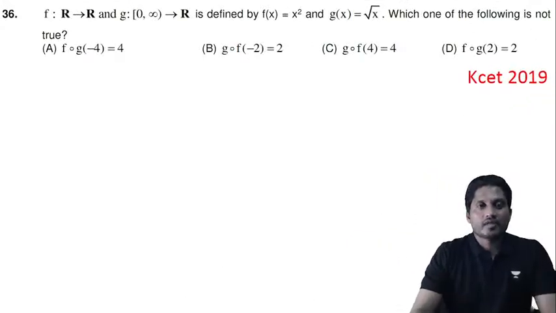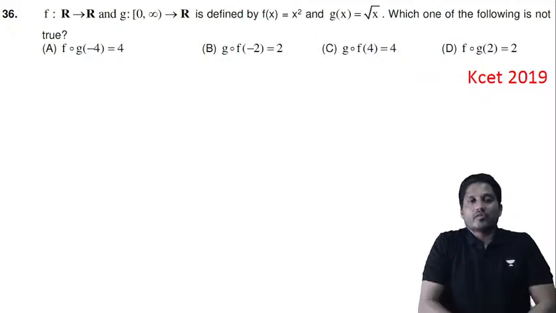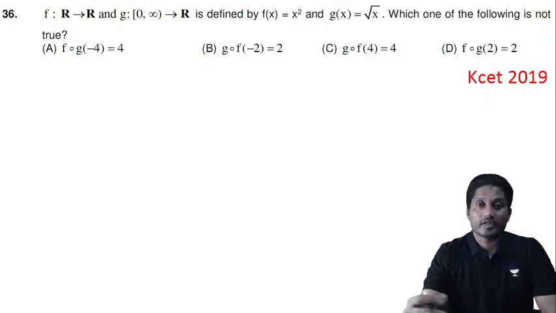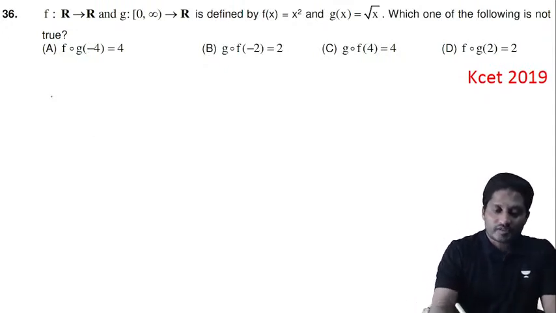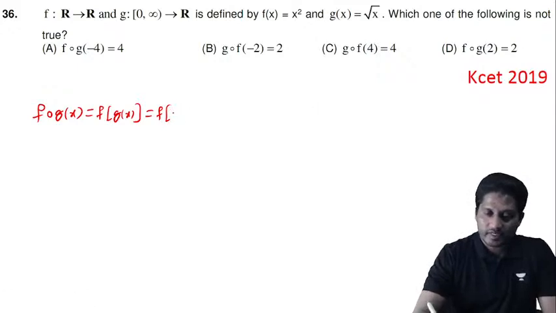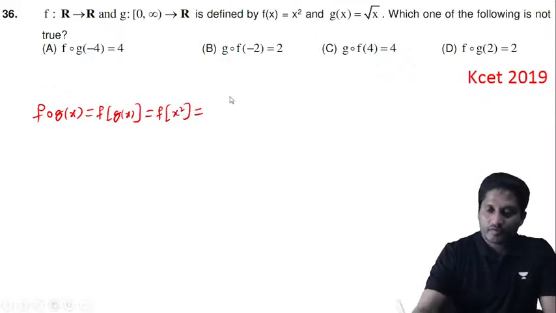F is a function from R to R and G is a function from closed interval 0 to open interval infinity to R. Fx is given, Gx is given. I should find out which of the following is not true. So first I'll find out F circle G. F circle G of x is equal to F of G of x. G of x is equal to root x, so this is F of root x. F of x is equal to x square, right?